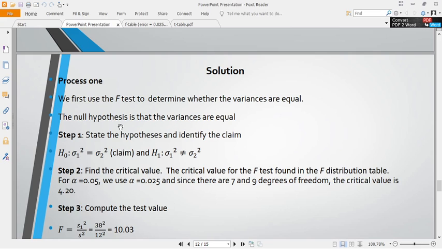So the null hypothesis will be that the variances are equal, and the alternative will be that the variances are not equal. So step 1 in process 1, we state the hypotheses and identify the claim. The null is that the variances are equal, and the alternative is that the variances are not the same. Then we find the critical value. The critical value of the F test is found in the F distribution table.